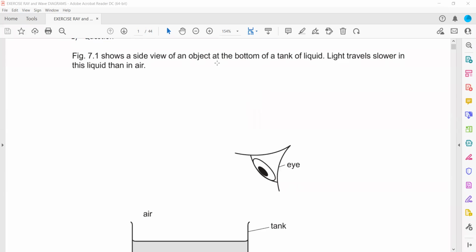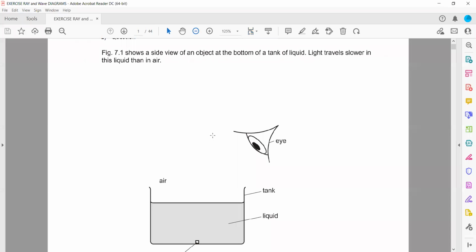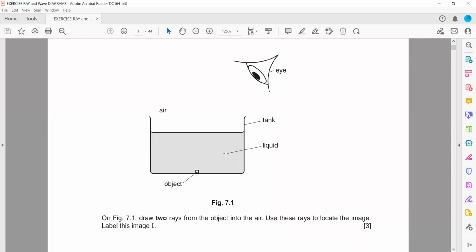Figure 7.1 shows a side view of an object at the bottom of a tank, and the light travels slower in a liquid. On figure 7.1, draw two rays from the object into air and use these rays to locate the image. So what happened?